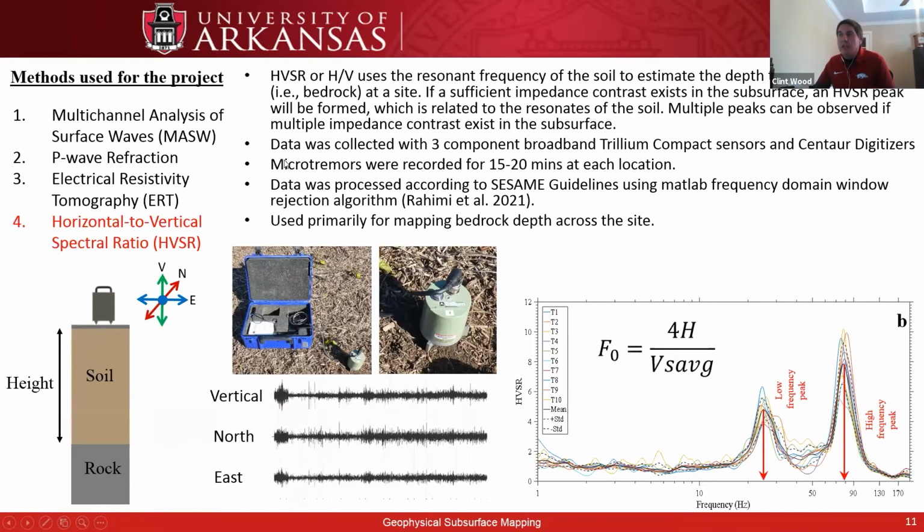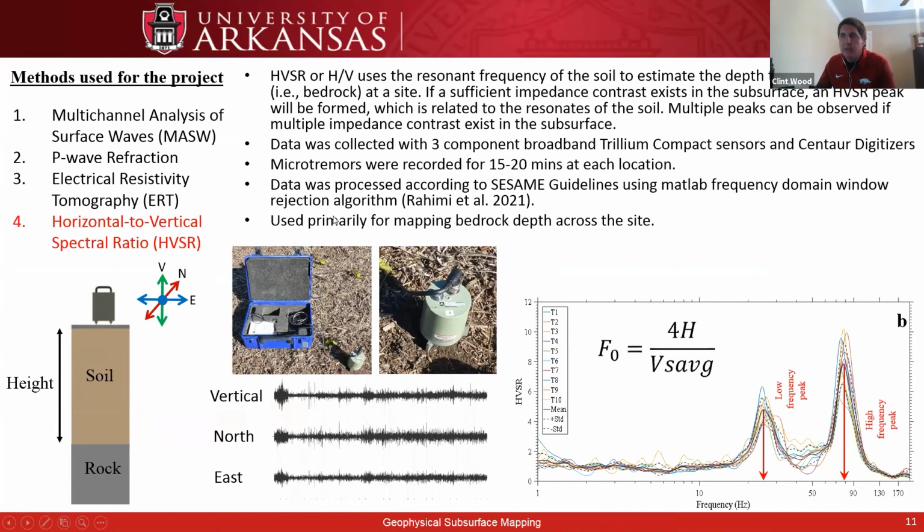How we collect this data is with just a single 3-component sensor. We used a broadband sensor. You don't have to use those; there are much cheaper sensors out there, but we have those available to us. We record these microtremors for somewhere between 15 and 20 minutes at each location, and data was processed according to SESAME guidelines, and we used a MATLAB frequency domain rejection algorithm that helps us refine the peaks in these cases.